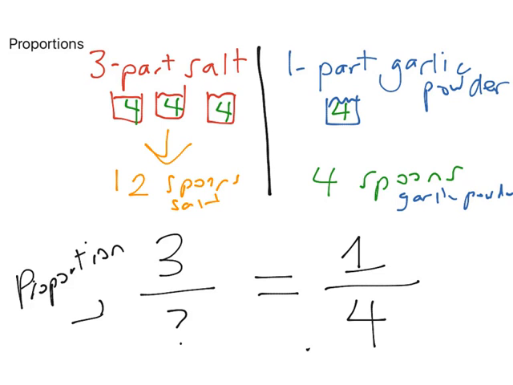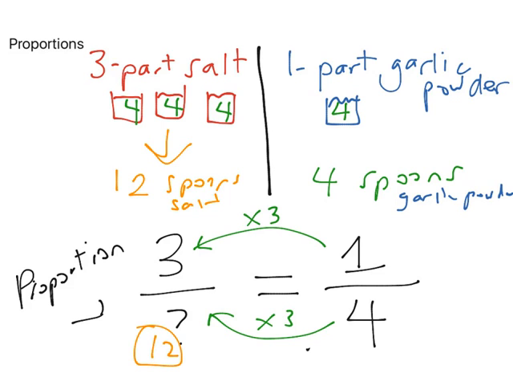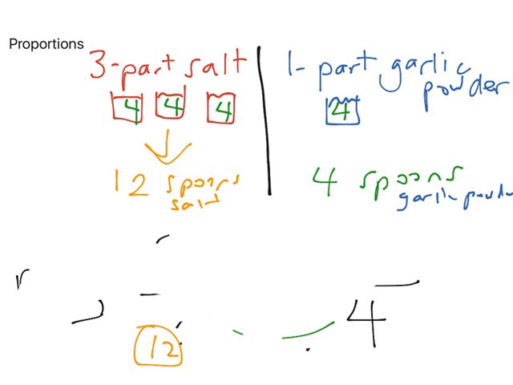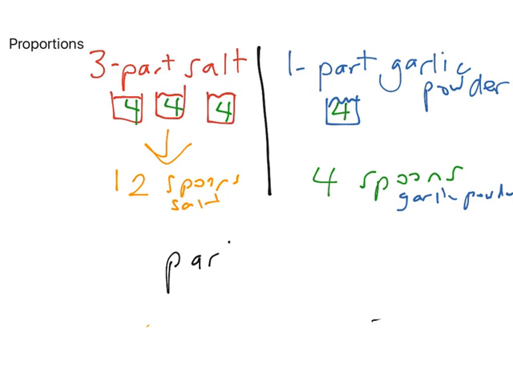How do we solve this? One way to do it is: 1 times 3 is 3, so we have to multiply by 3 here. 4 times 3 is 12. That's the answer. So that's where the proportion comes from. In this problem, again, 12 is the answer. In this problem, we have a part-to-part ratio we're using, but not every problem uses part-to-part ratio.